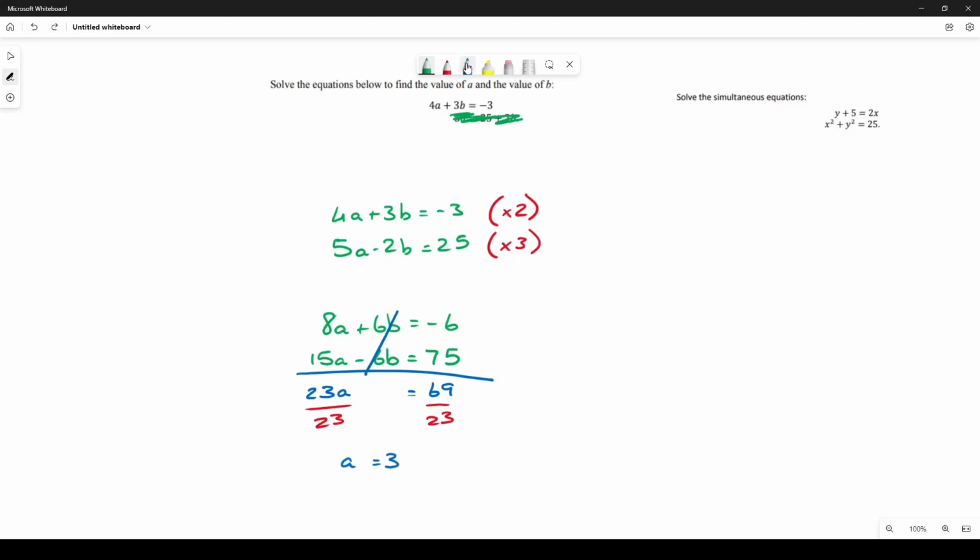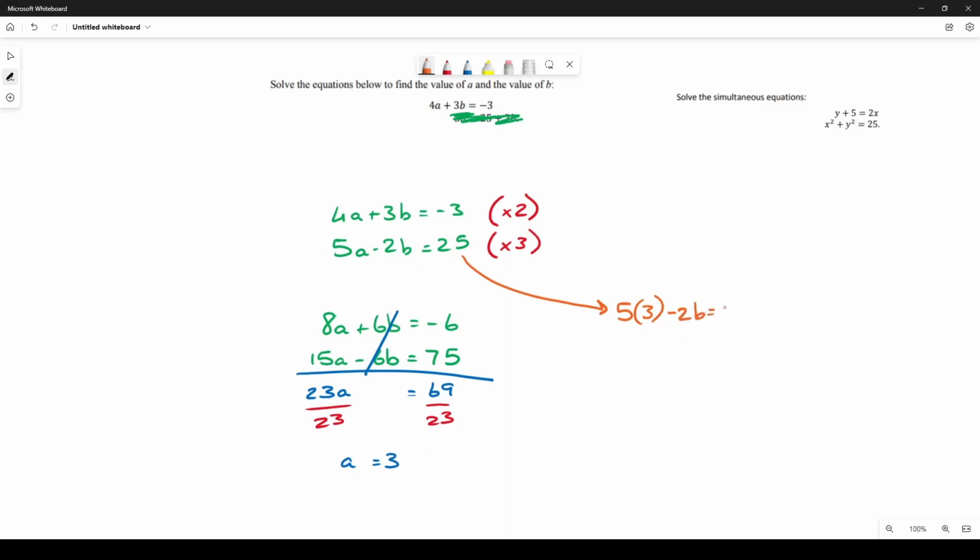So what I'm going to do is take this equation over here, and everywhere I see an A, just replace it with 3, because that's what we said. We said A is the same as 3.